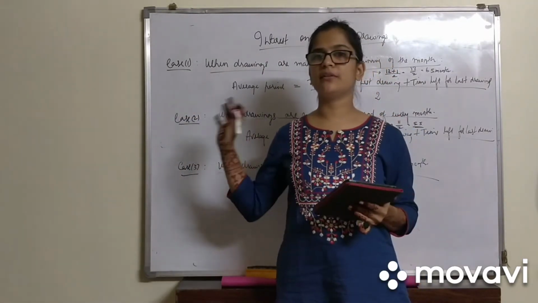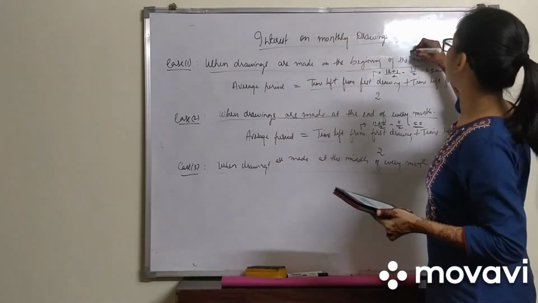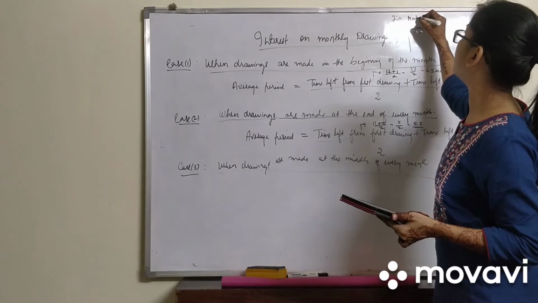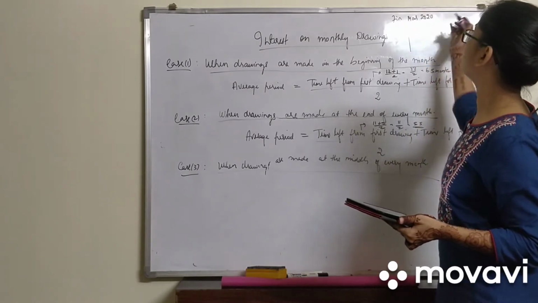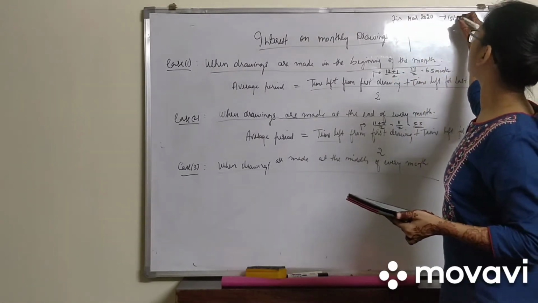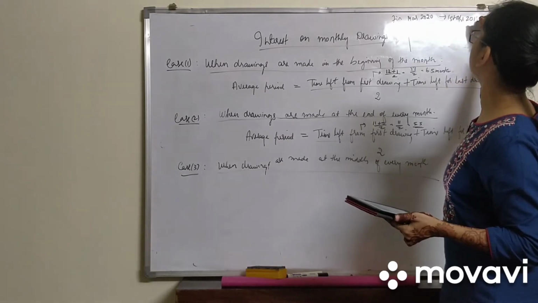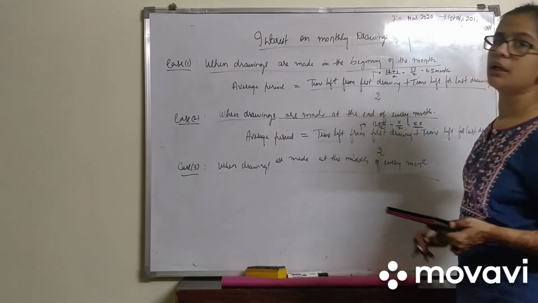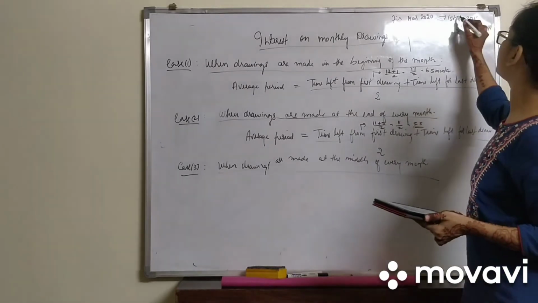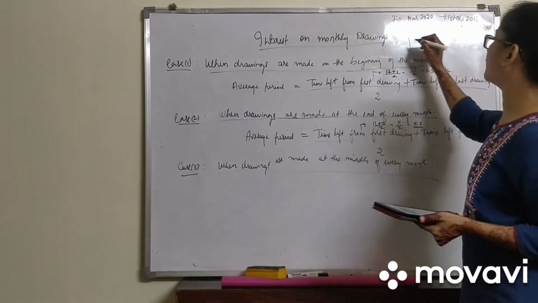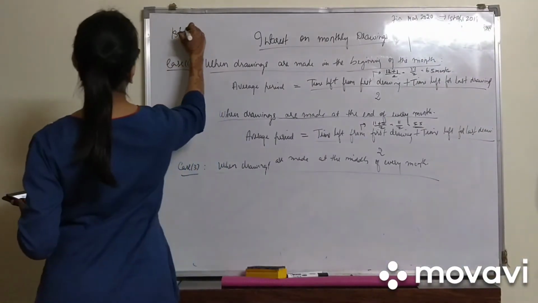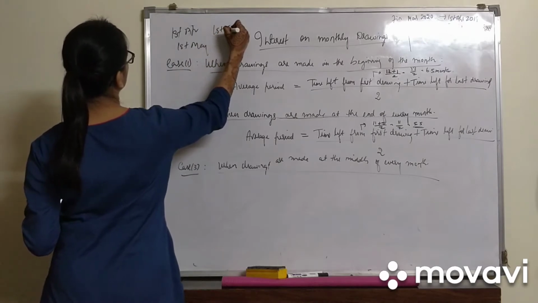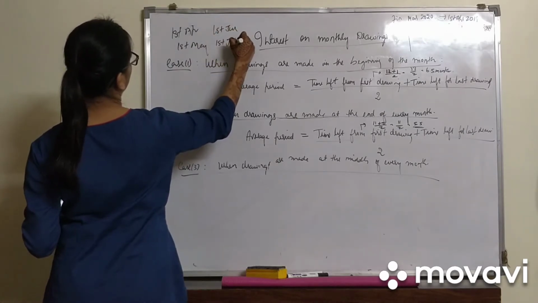So what does this case mean? If the drawings are made at the beginning of every month, say your financial year is March 2020, so your year started on 1st April 2019 to 31st March 2020. In this case, we have made drawings at the beginning of each month, that is 1st April, 1st May, 1st June, 1st July.